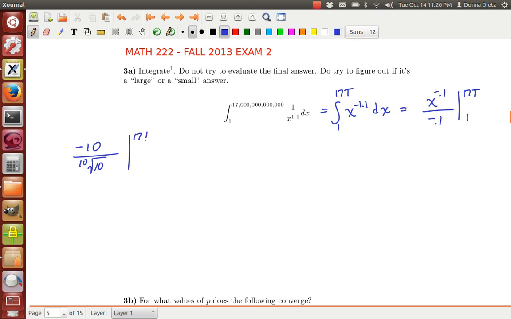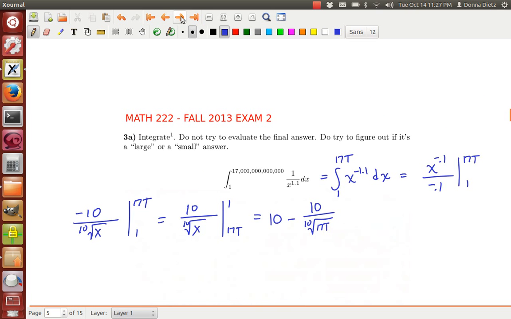And it's from 17 trillion to 1. And if we just flip the limits of integration, sorry, I meant to put an x here. Then if we flip the limits of integration, we can get rid of the negative sign. Now, when we put x equals 1 in, we get 10. And then we have 17 trillion, but we want the 10th root of 17 trillion. It's just kind of hard to read that 17t. Let me try to fix that again.